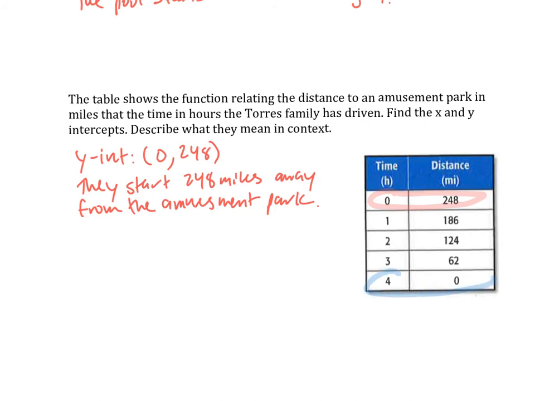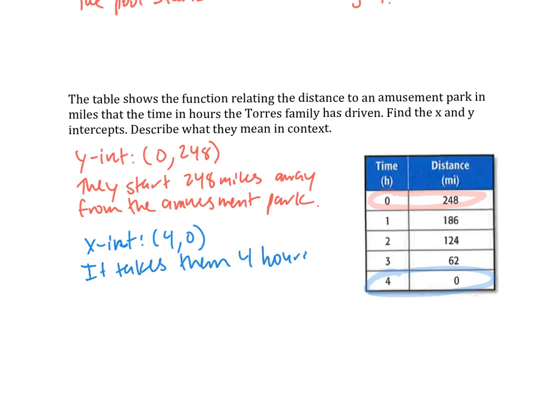Okay, and then our x-intercept is the time in hours when our y is 0. So our distance is 0 after 4 hours. So our x-intercept is (4, 0). And so it takes them 4 hours to drive to the amusement park, because after 4 hours, they are 0 miles away from the amusement park.